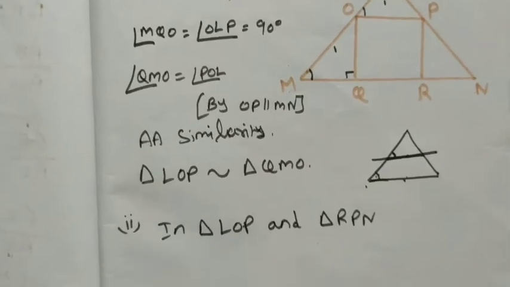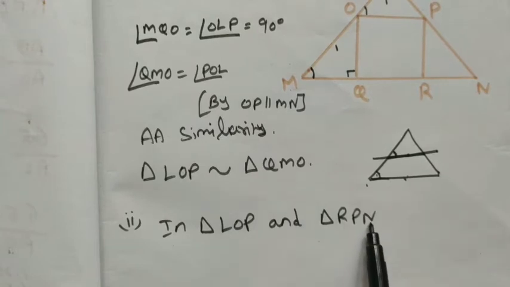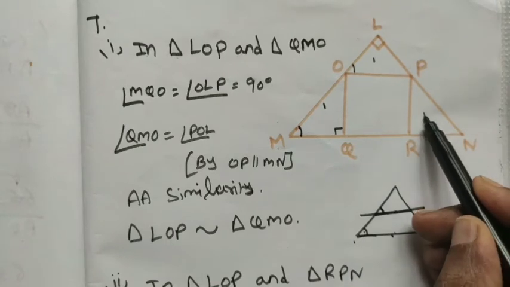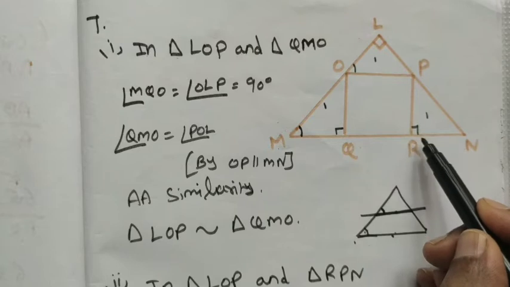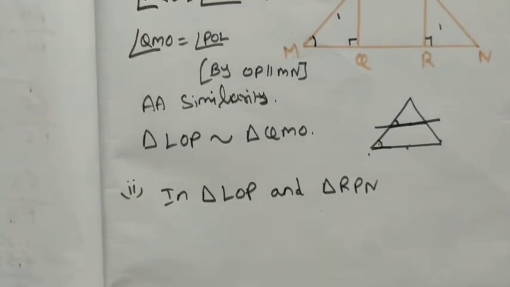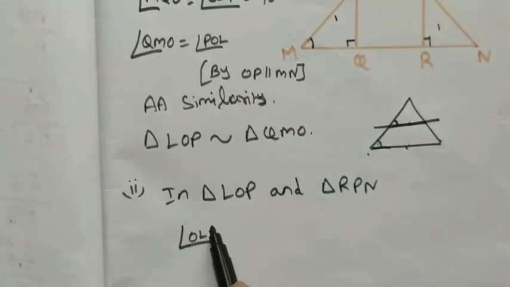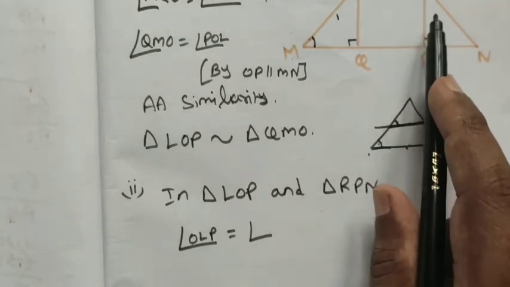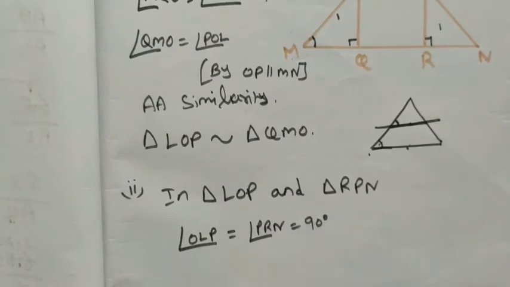Now, second Roman number, in triangle LOP and triangle RPN. Here, the first triangle is LOP. Now we are going to take this triangle. Same condition as this triangle. This is also 90 degrees. So angle R is equal to angle L, right? Simply we can write angle OLP is equal to angle NRP, or PRN. PRN is equal to 90 degrees. One pair of angles is equal.